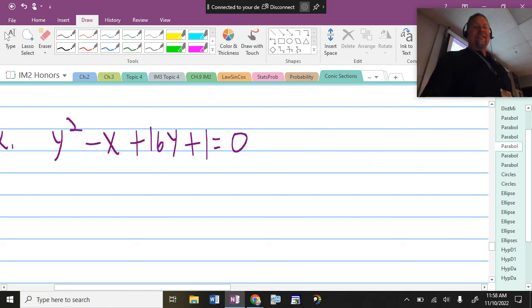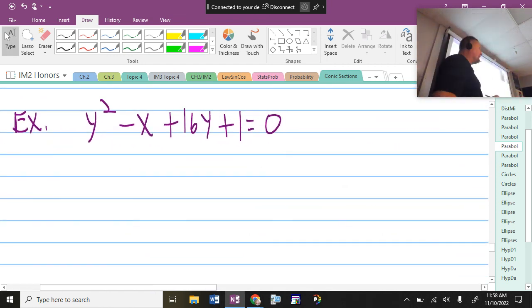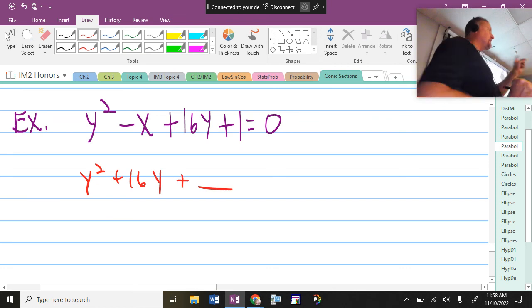All right. So let's now go ahead and do this one. Oh, this one's weird. It's another y squared. Okay, so y squared plus 16y plus blank. Watch how easy completing the square is actually. And then because it's a parabola, add x.